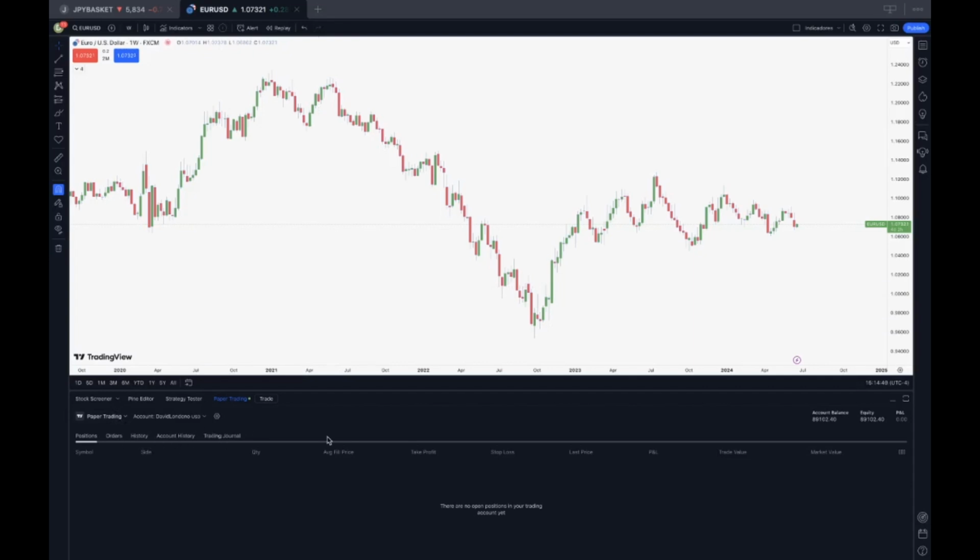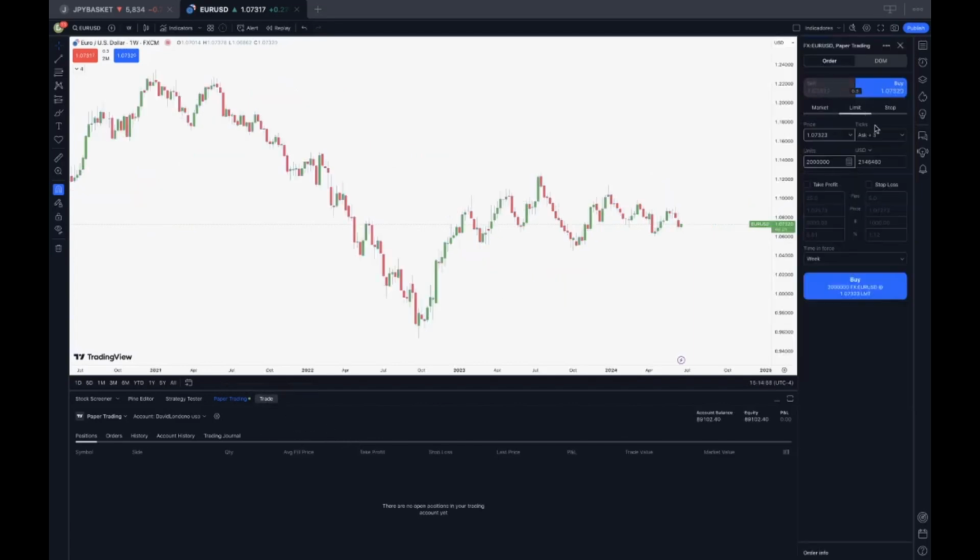And in order to place our trades, all we need to do is click right here on trade. Right here we will have all we need. If you want to make a market trade or a limit order or a stop order, it all depends on the moment, on the situation, and also on your own strategy. You can place your take profit, your stop loss, and set your price in case you want to place a stop order or a limit order.